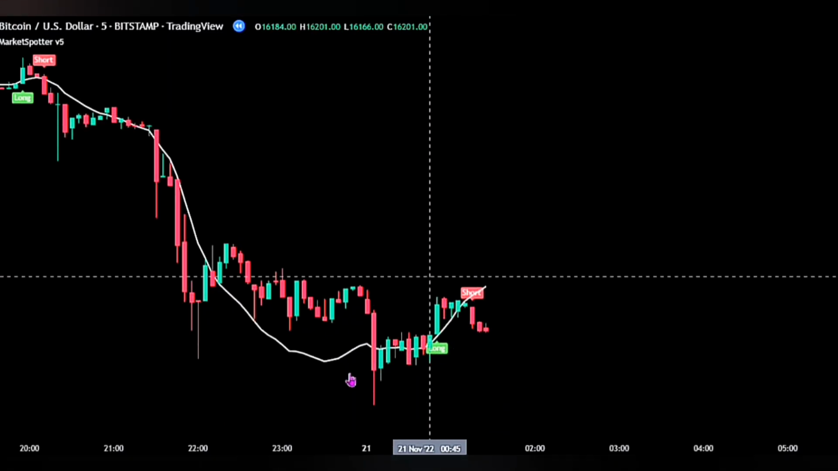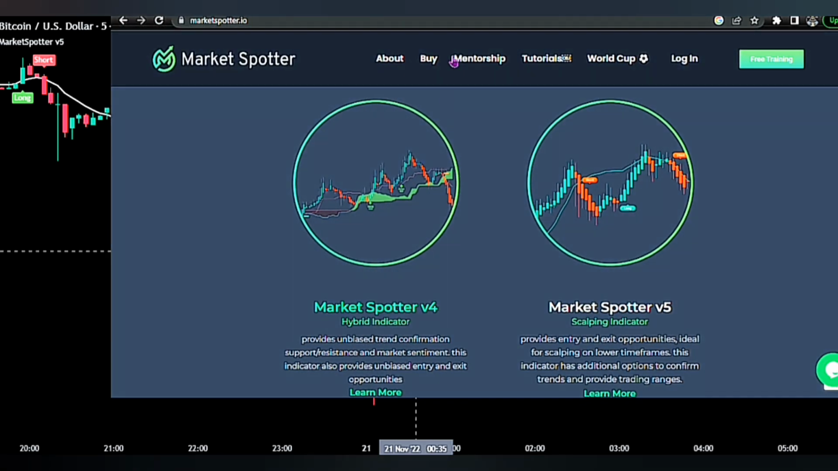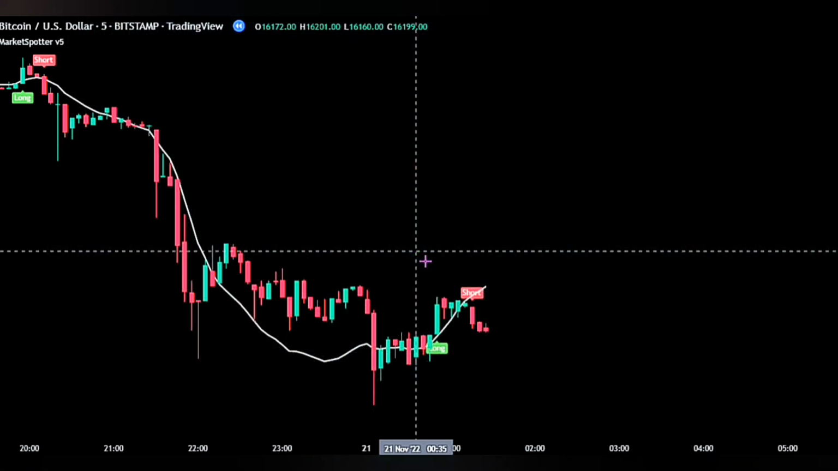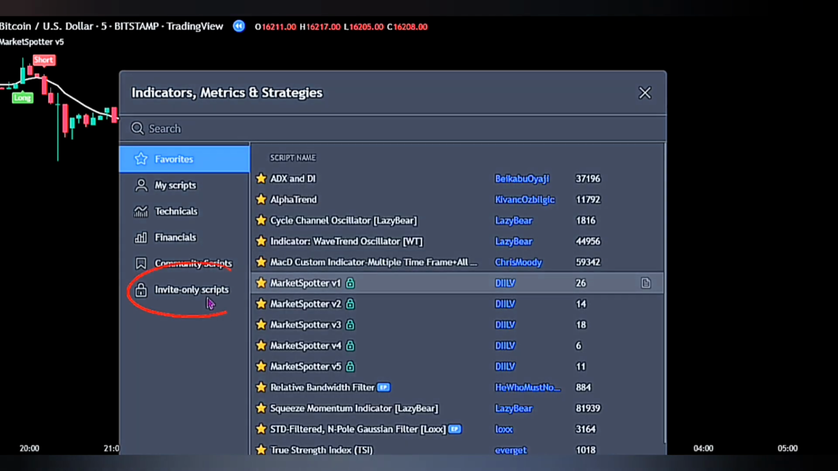Okay guys, I have added it to the chart. To add it on the chart, first you need to purchase it on their website here. Just simply click on the buy button to purchase it. Then add it to your TradingView account. On TradingView, you would get it on the invite-only option.